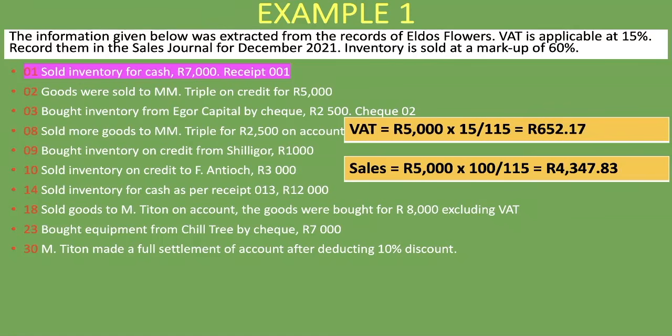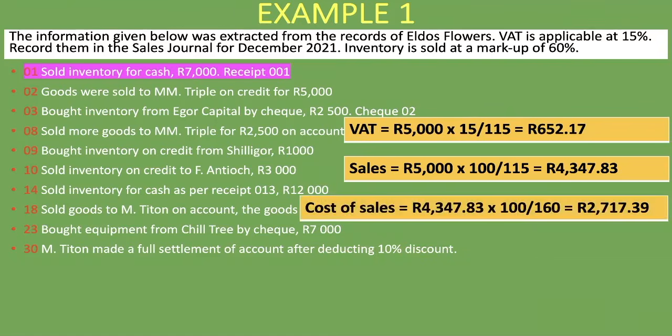But how do we do this? You take the sales amount, which is 4,347 Rand 83 cents, which you have just calculated, and then you multiply that by 100, and then you divide it by 160. Remember, the 100% is how much you bought it for, and the 160 is the sales amount, how much we are charging a customer before putting on VAT, and you get an amount of 2,717 Rand 39 cents. I hope it's making sense.